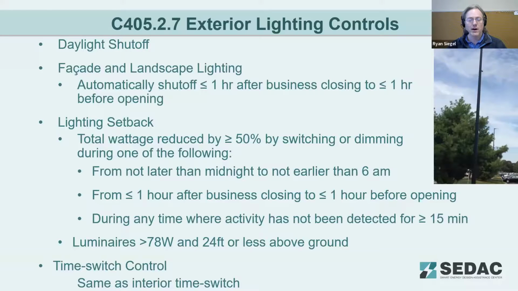So another new requirement is if you have luminaires that are at least 78 watts and mounting height of no greater than 24 feet above ground, then you need to do occupant sensing controls on those. It's kind of where technology has grown to the point, looking at it and saying there's enough wattage to capture, and the sensors are economical enough at that lower mounting height for that.